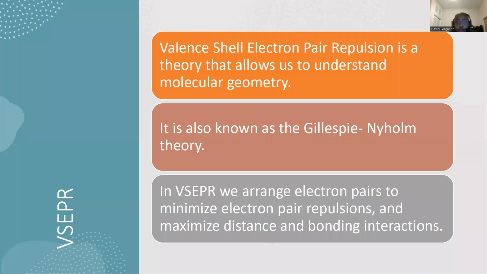Valence-shell electron pair repulsion theory allows us to understand molecular geometry. In VSEPR, that's a short way to say it, we arrange electron pairs to minimize electron pair repulsions and maximize distance and bonding interactions.